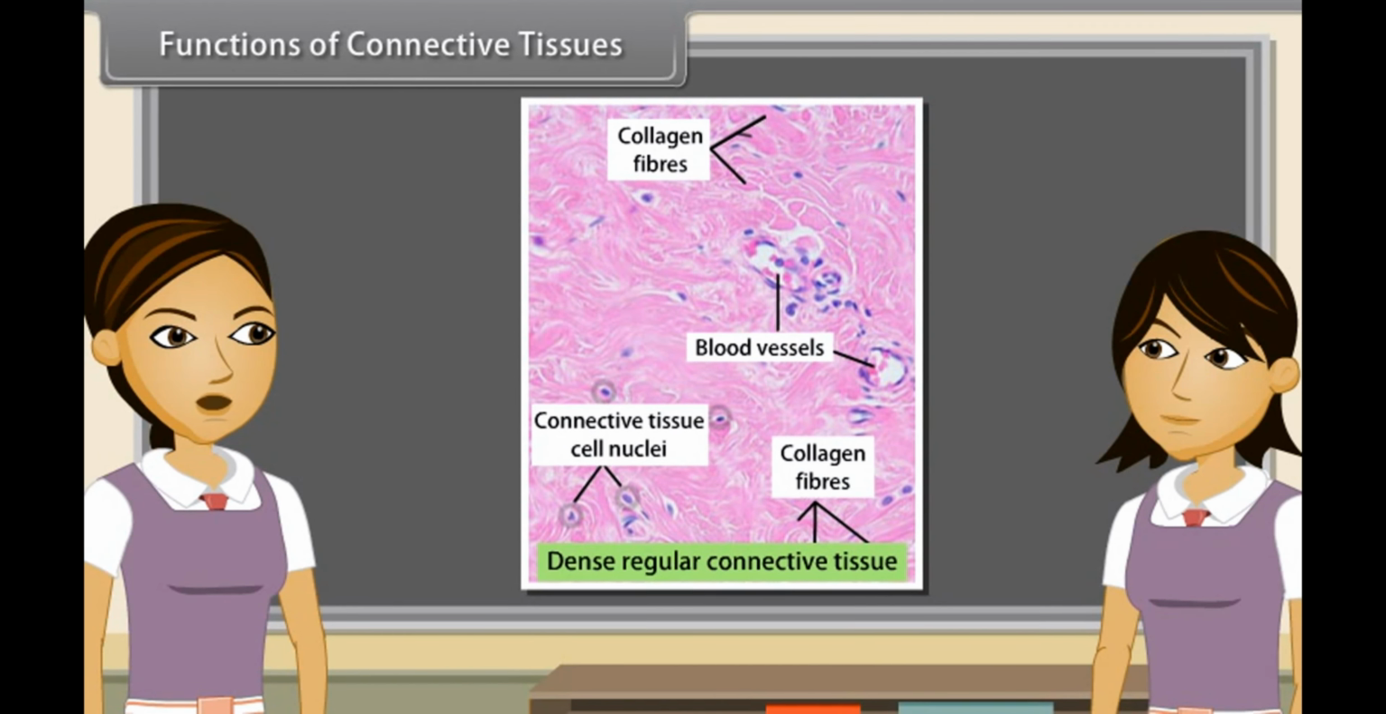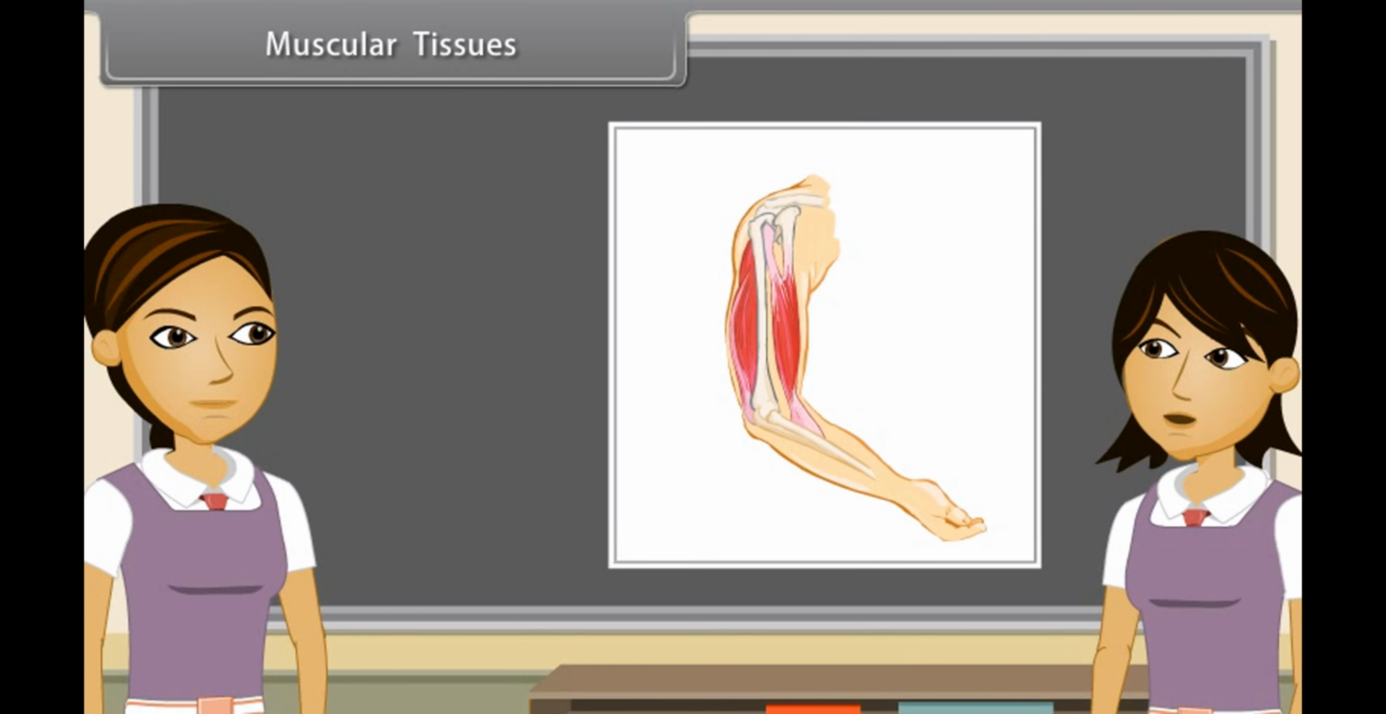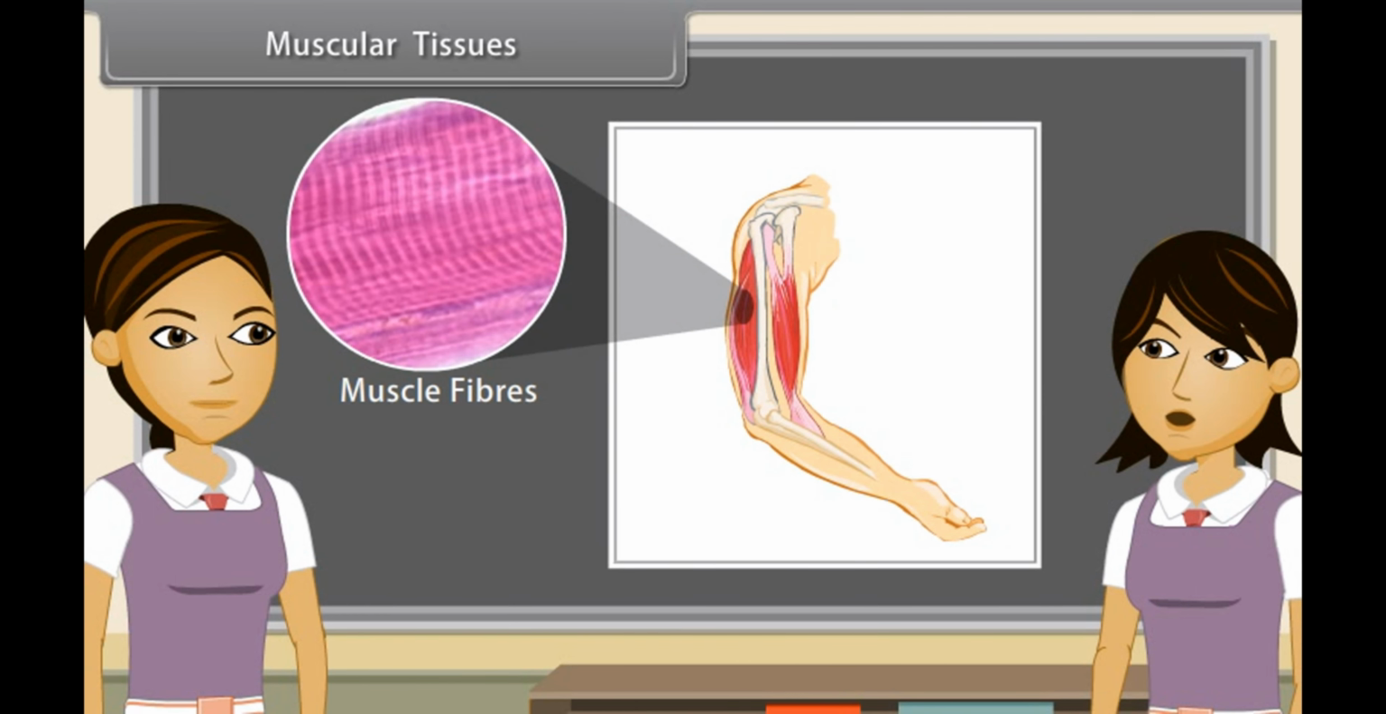Fluid connective tissue transports nutrients, hormones and vitamins to the tissues of the whole body, and excretory products from the tissues of the whole body to the liver and kidney. Muscular tissues. Muscular tissue consists of elongated cells, also called muscle fibers. Muscle contains special proteins called contractile proteins. When these proteins contract and relax, then the movement is caused.